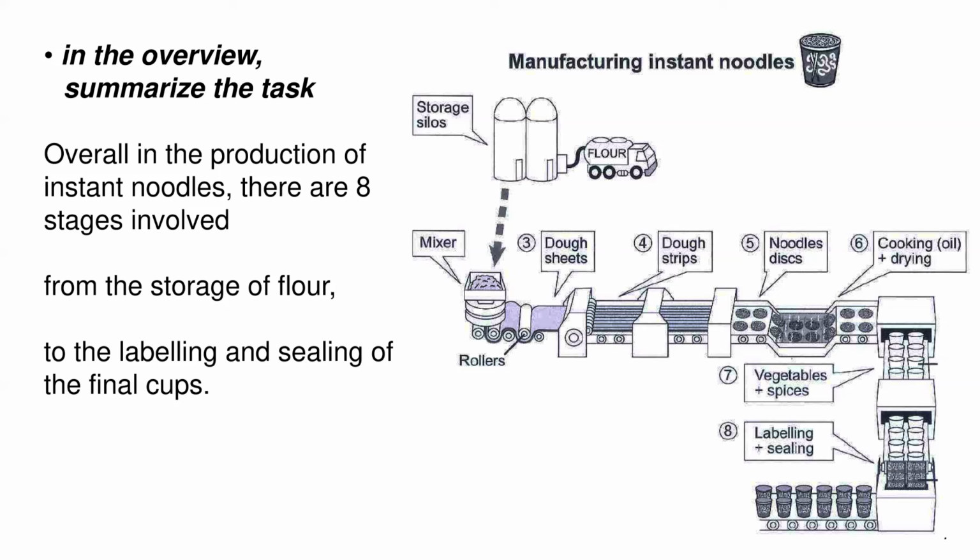Now in the overview, summarize the task. Overall, in the production of instant noodles, there are 8 stages involved, from the storage of the flour to the labeling and sealing of the final cups.